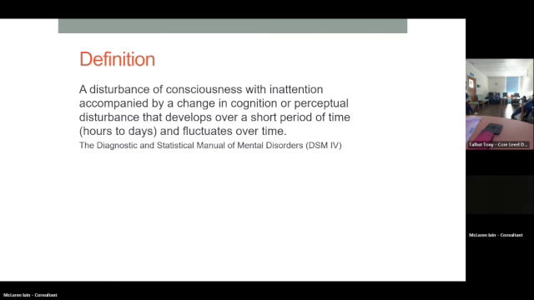And the definition of delirium from the American DSM-4 manual, which is the official sort of list of mental disorders, is that it's a disturbance of consciousness with inattention accompanied by changes in cognition or perceptual disturbance that develops over a short period of time and fluctuates over time.